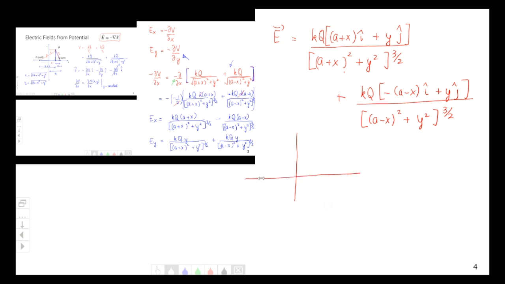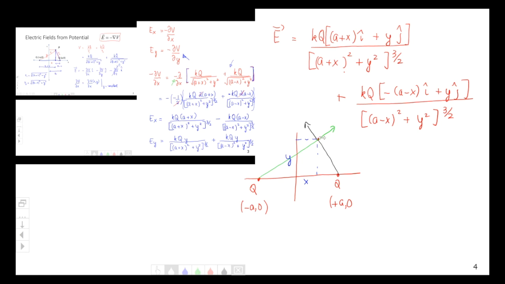Let me remind you how this diagram looked. There was a charge Q at negative a and 0, and a charge Q at positive a and 0, and we were calculating the field they produce at a general point P, which is a distance x along the x-axis and y along the y-axis. So the field due to the charge Q on the left would point this way, and the field due to the charge Q on the right would point in this direction.